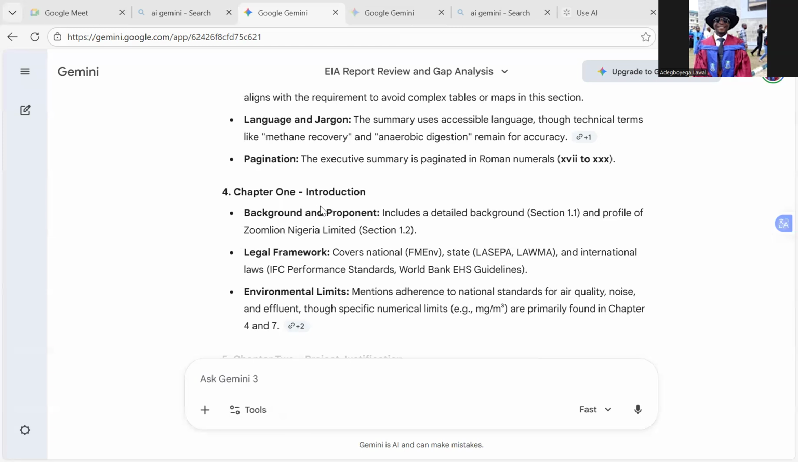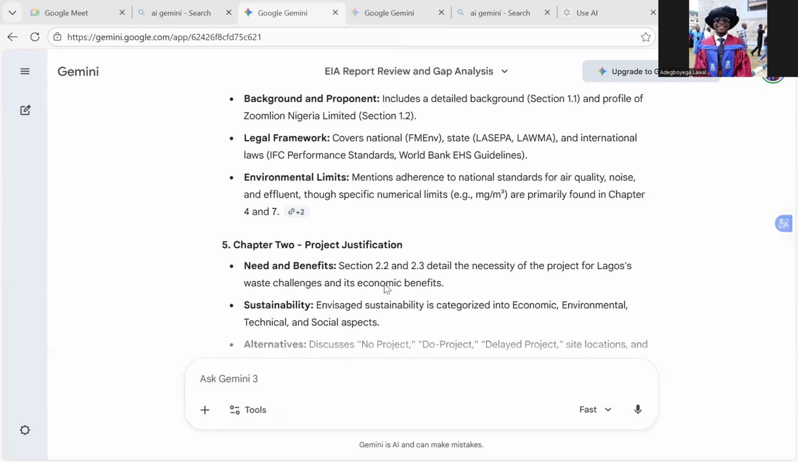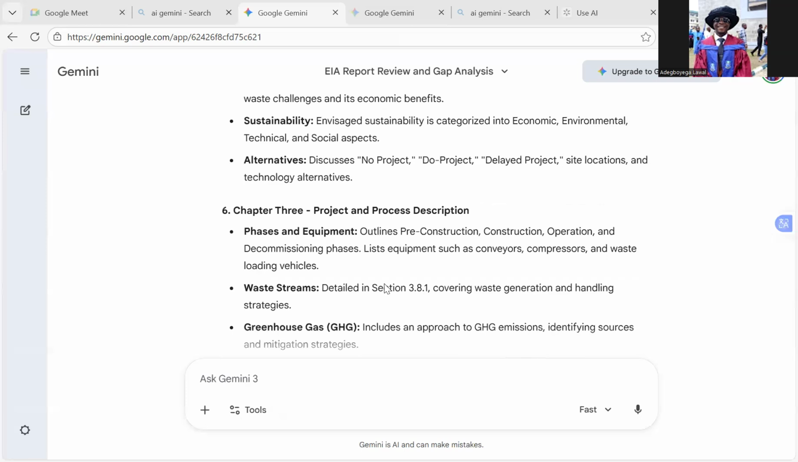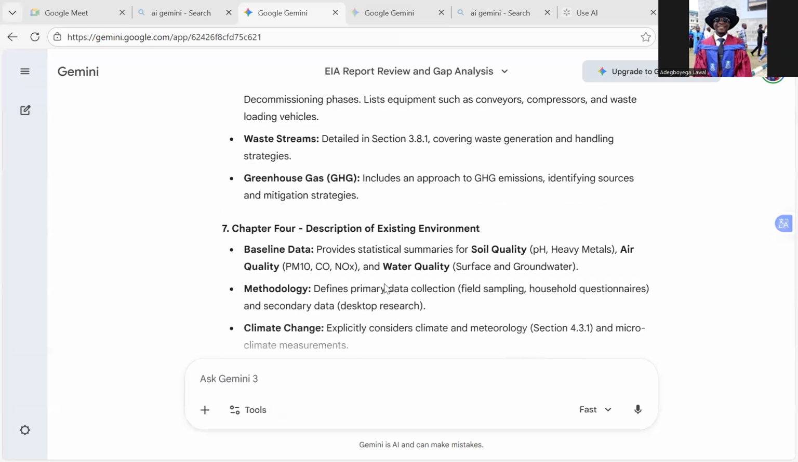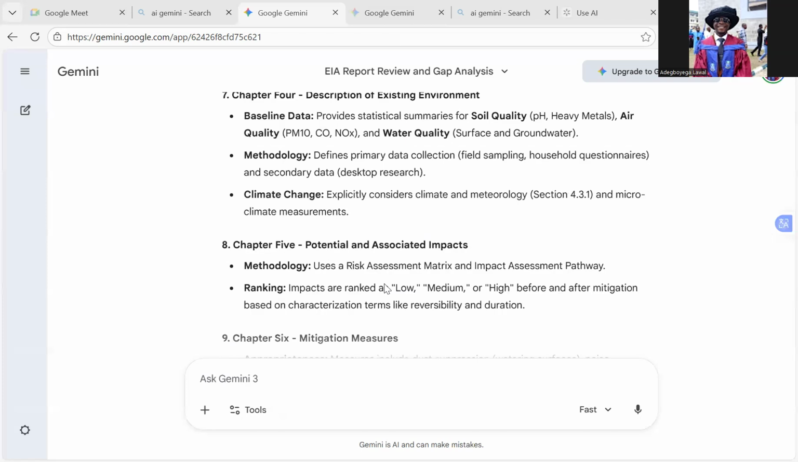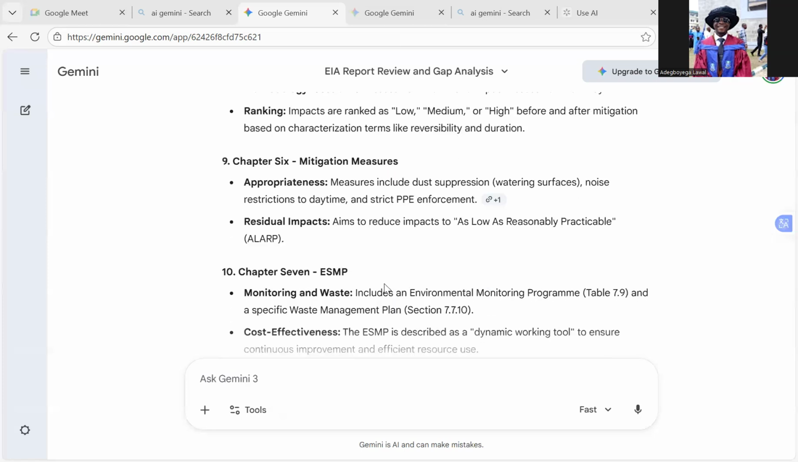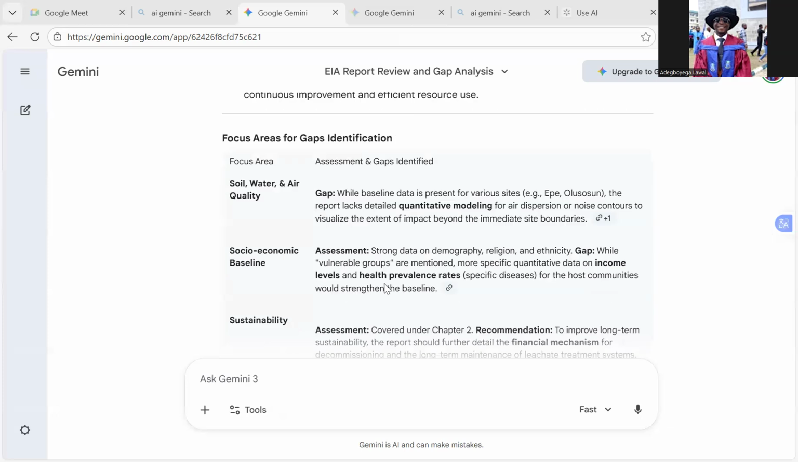Because for chapter 1, the comment he brought is just telling us that the background information includes the detailed background, legal framework, and the limit. It was not detailed, it was just on the surface. Chapter 2 is on the surface, the comment from chapter 3 is on the surface, chapter 4 is the same thing. It is just giving us a summary of what is there. Chapters 5, 6, and 7 are the same. So I prefer to query each chapter by chapter based on what I'm looking out for. Then when I get the information I'm looking for, I copy it out and document it entirely.